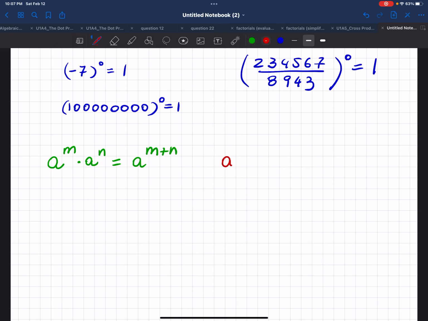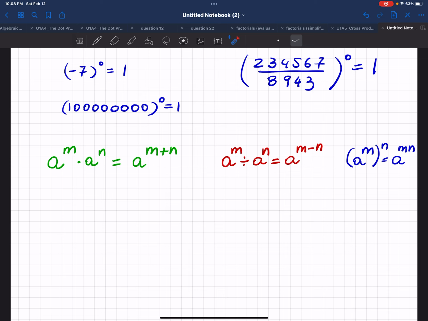Next, we have the quotient law that helps us divide two exponential numbers. A to the power of m divided by a to the n equals a to the power of m minus n. And last is the power law. A to the power of m power n equals a to the power of mn, which helps us bring an exponential number to a certain power.